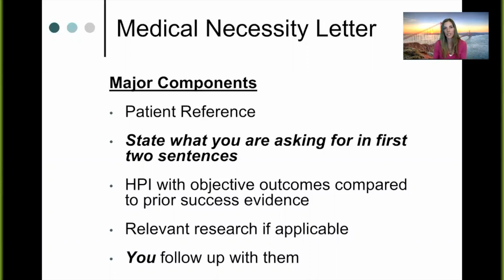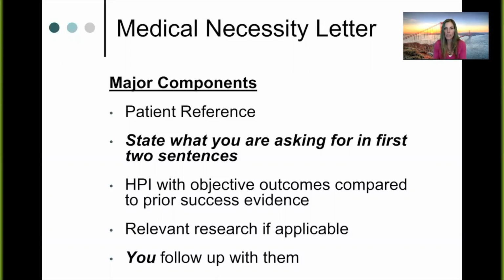Be very clear in the first two sentences. Why are you writing the letter? What do you want? So we'll look at some examples of how to do that. We've provided you with a sample of that as well. I just want to stress the importance of getting right to the point because everybody today, especially in healthcare, is very busy. So they want to know what you want right away.